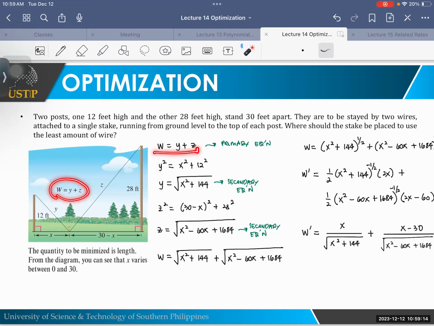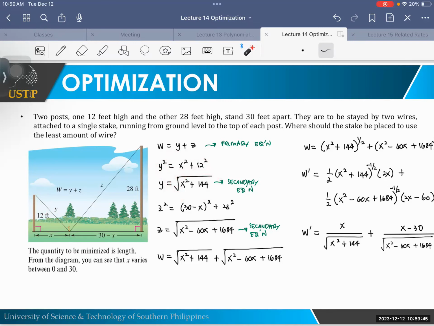Okay. So karon class, gusto nato ni express into one variable lang. So ato sa pangitaan, kano sa asan to ma-relate ang y ug z karon? Okay? Y class is the hypotenuse of this triangle, correct? Now, if this is the hypotenuse, unsa man ang imong formula ana? Of course, y squared is equal to x squared plus 12 squared. Okay? So expressing y, that will be the square root of x squared plus 144.